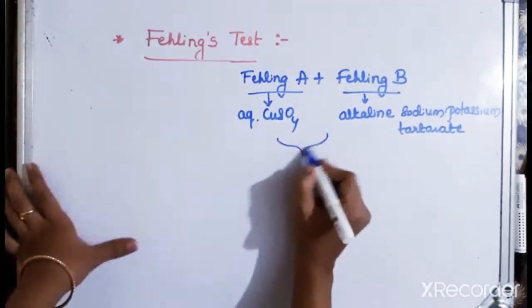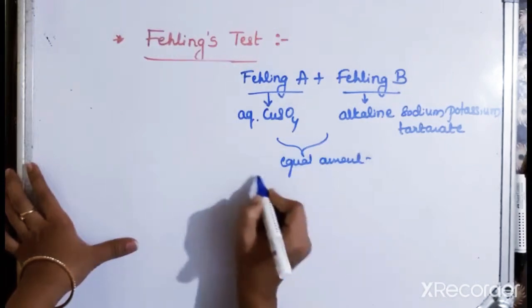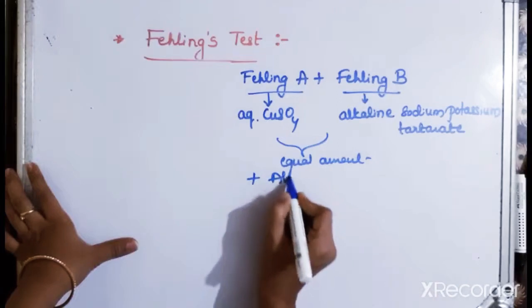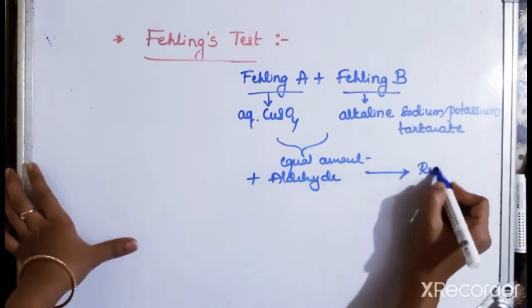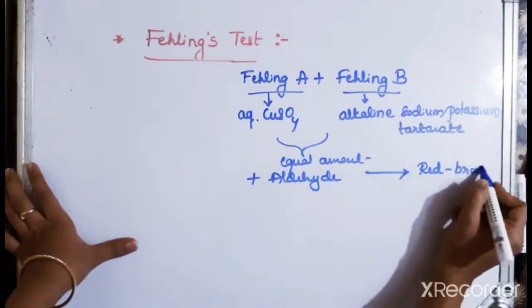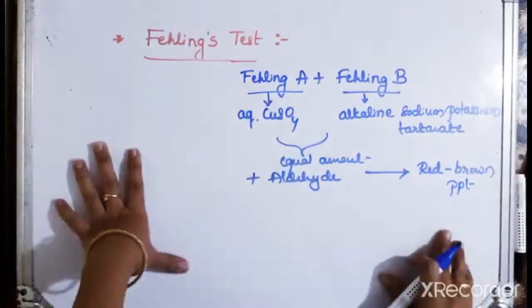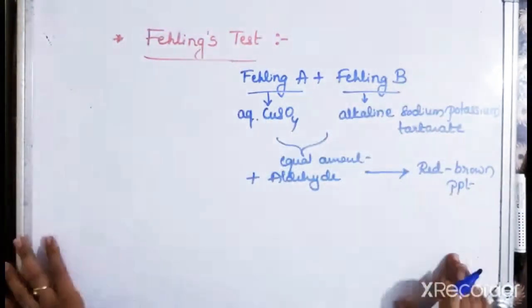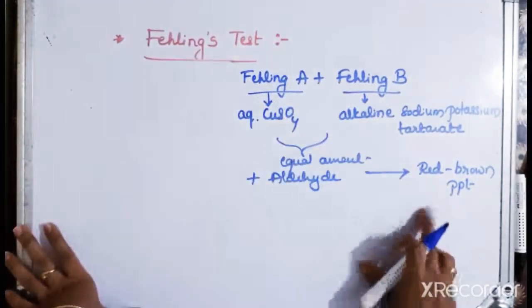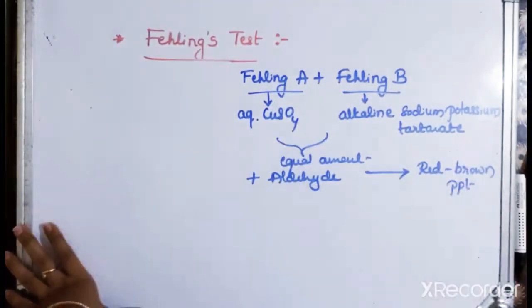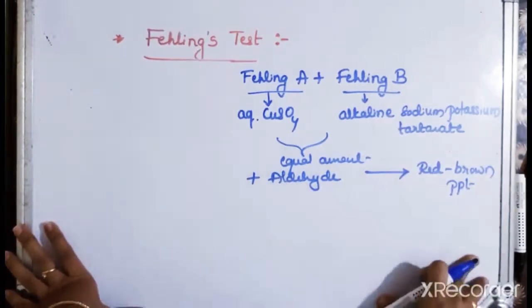On taking these two in equal amount, it is heated with the aldehyde. So on heating, what you are observing is you are getting a reddish brown color precipitate. So that shows the presence of an aldehyde. Okay, any compound, if you treat it with a Fehling's solution which contains these two in equal amount, if you get the red brown precipitate, that shows the presence of that aldehyde in the test tube.